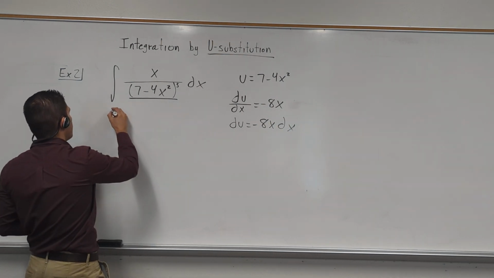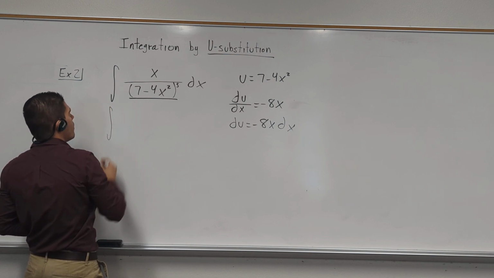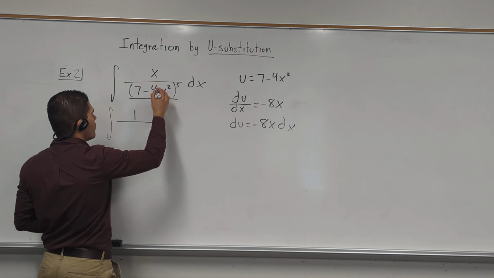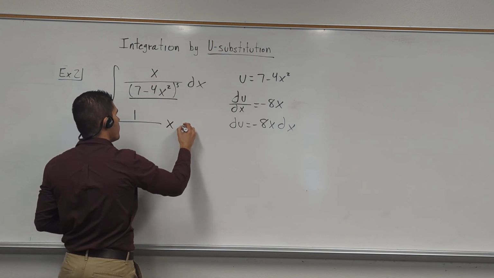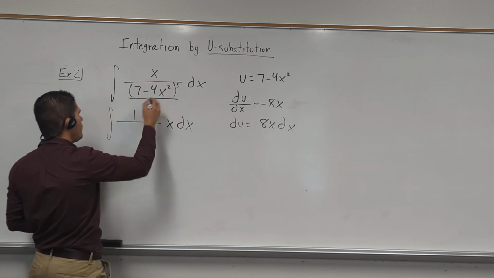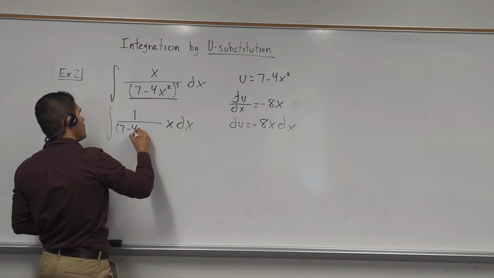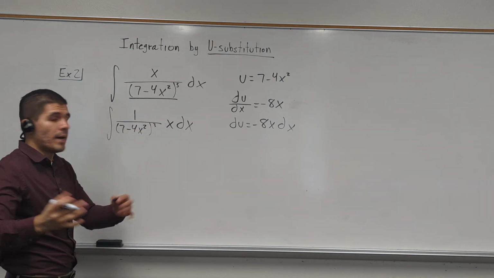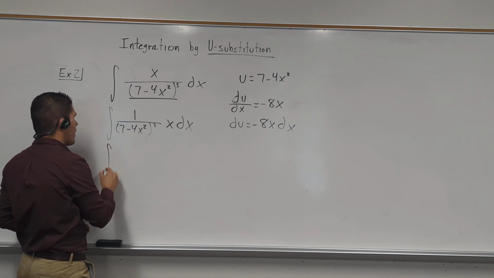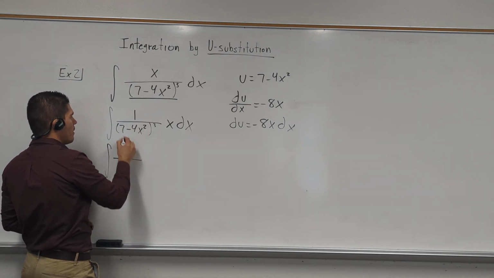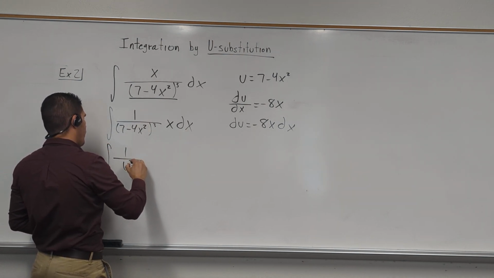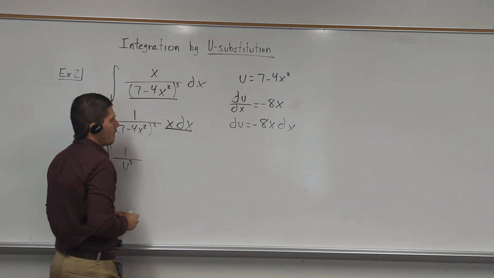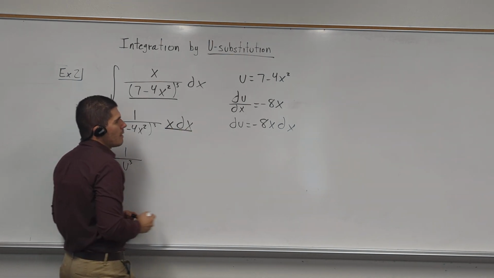I'm gonna rewrite this a little bit so I can help you see it more clearly. I'm gonna put this 1 as a 1, and I'm gonna put this x on the back, so x dx. And then I have a 7 minus 4x squared cubed. All right, by substitution, let's figure out where I'm at. This 1 can stay, this can become u to the 3rd power. Now, I want you to notice something. I have an x dx that I need to replace.